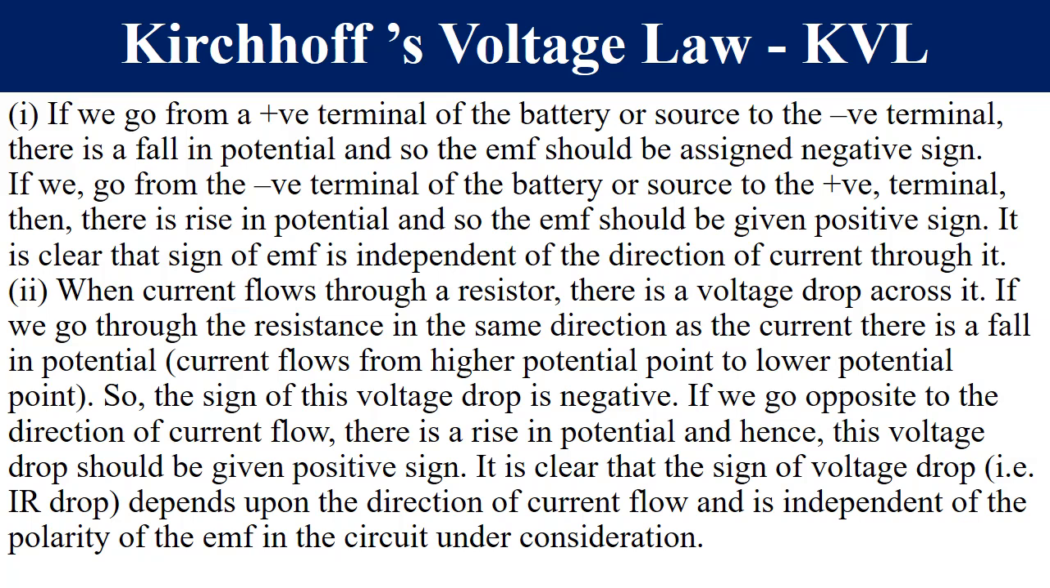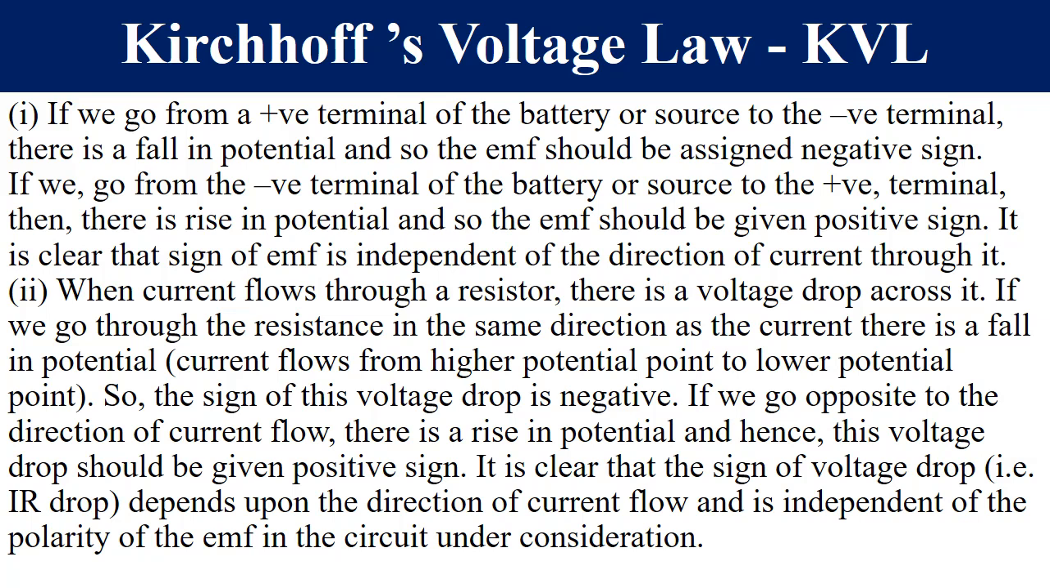This also applies to potential difference. Please take note. When a current flows through a resistor, there is a voltage drop across it. No current flow, no potential difference. If we go through the resistance in the same direction as the current, there is a fall in potential, because current flows from a high potential to a lower potential. So the potential difference will assume a negative sign.